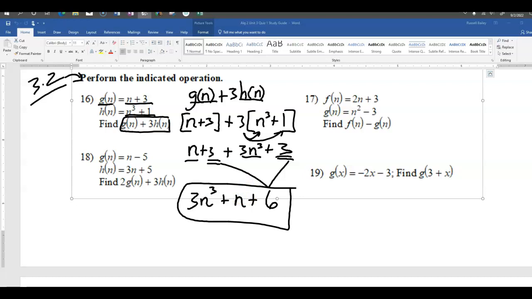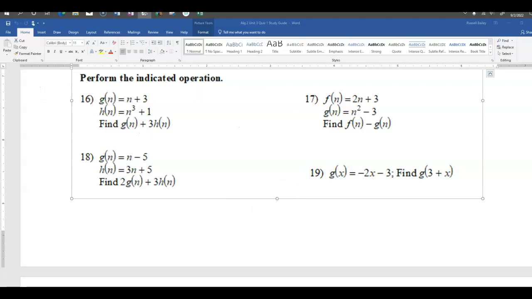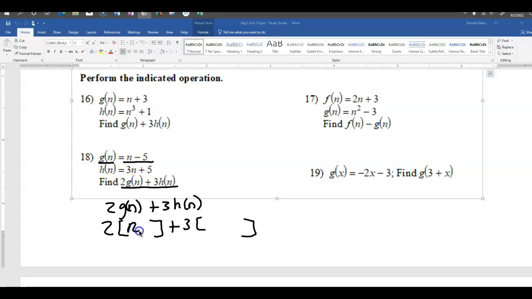Okay. Let's go ahead and take a look at number 18. Just really a repeat problem. So we want to start off by writing what they give us to find. They want me to find 2 times g of n plus 3 times h of n. So I'm going to replace the g and the h with what they equal. g of n is equal to n minus 5. h of n is equal to 3n plus 5.